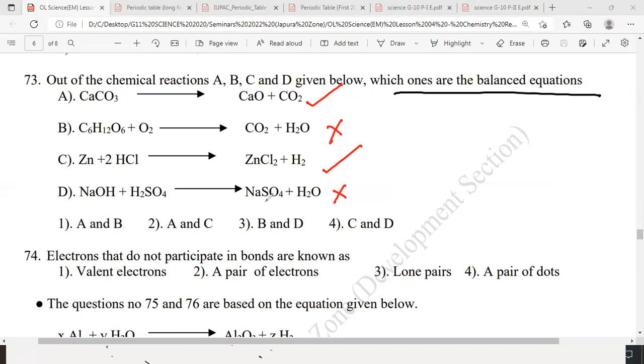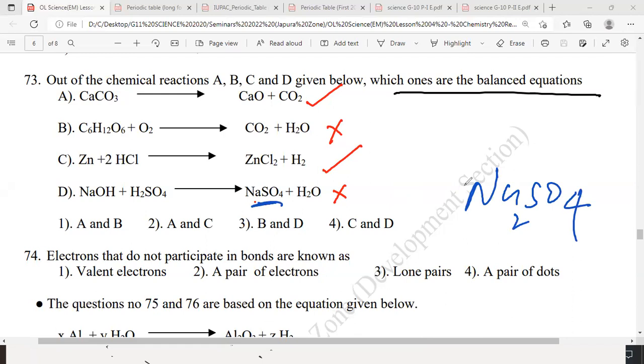D is not balanced because the formula is wrong. You might ask about balancing this one, the fourth one, the D. The formula is wrong. What is the correct formula of sodium sulfate? Na2SO4. Here it is wrong.